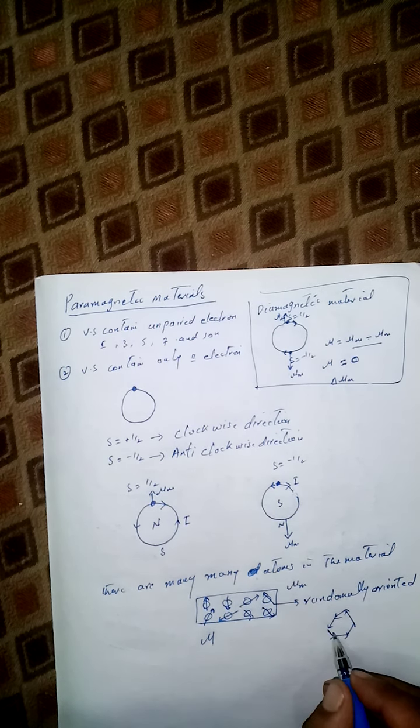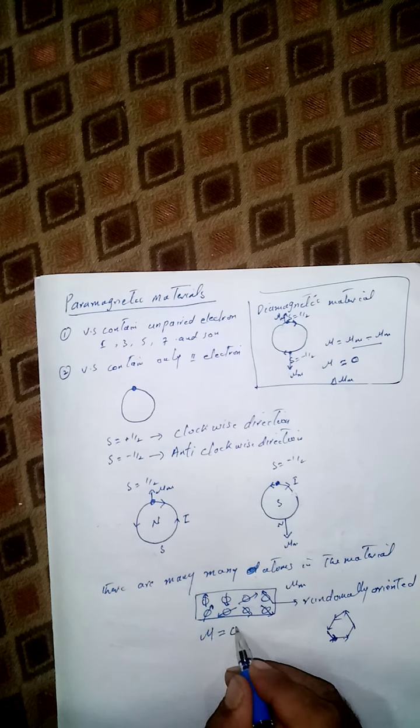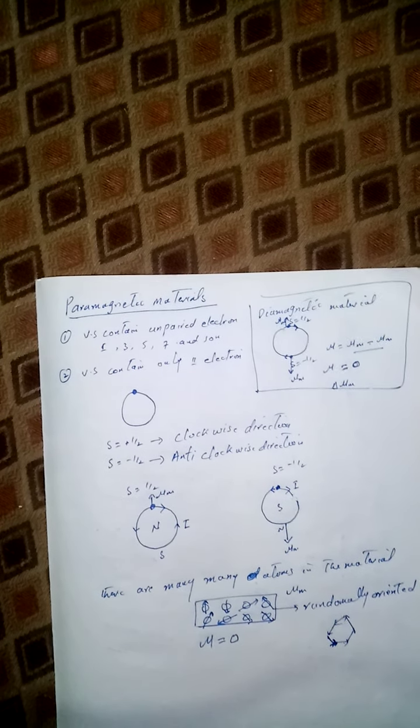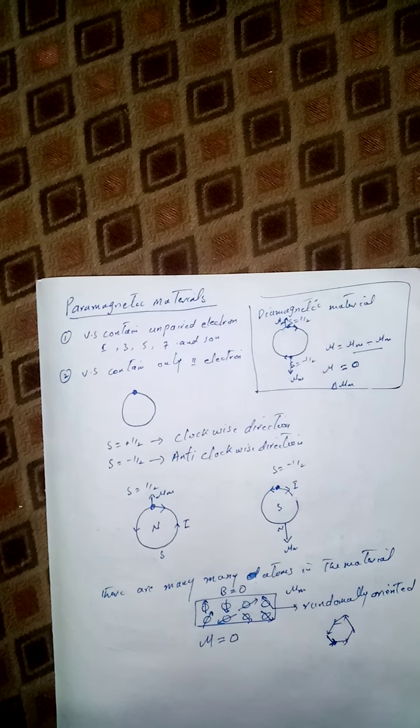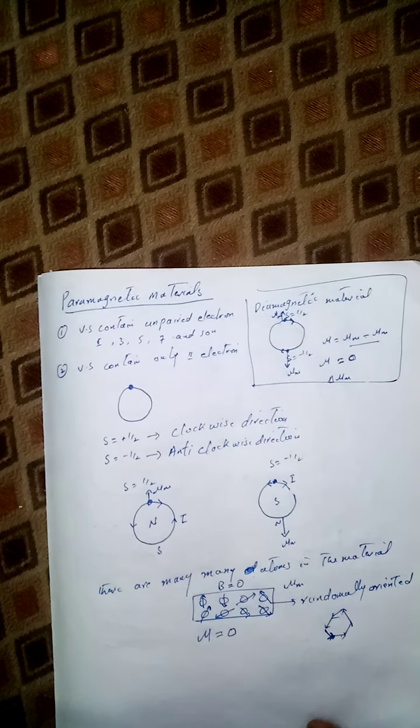Then there is no resultant dipole moment, because by vector addition we don't have a resultant vector: the head of the last vector coincides with the tail of the first vector. So as a result we have zero net dipole moment in the absence of a magnetic field, when the magnetic field is zero.